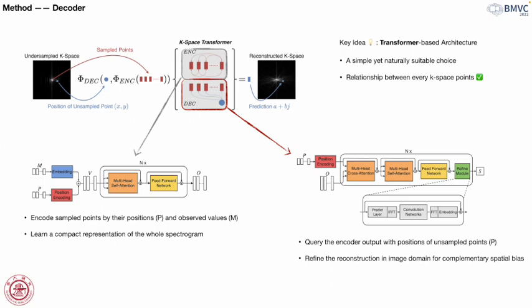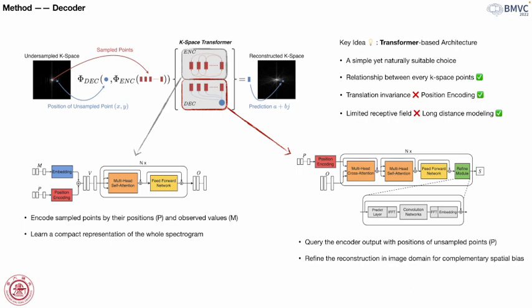However, we found that updating a point in the K-space would affect the whole image and will disregard some important spatial bias. For example, MRIs of the same organ tend to be roughly aligned. This inspired us to add a refinement module that converts the K-space reconstruction to image domain for further refinement. We alternate K-space decoding and image refinement to form a basic decoder layer.